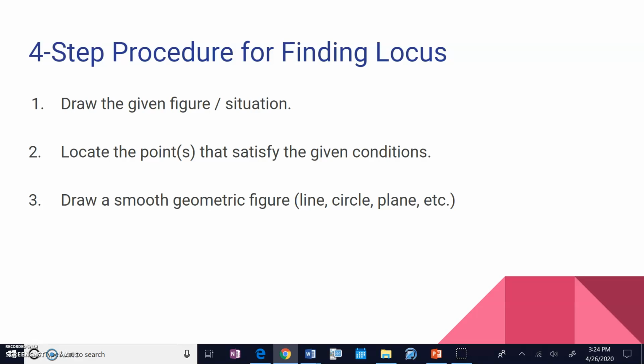But we're not done there. It is a 4-step procedure for finding locus. We still want you to then also write a description of the locus. Your picture might have a lot going on, and it might not be as easy to locate or see what it is. So I want you to describe it.